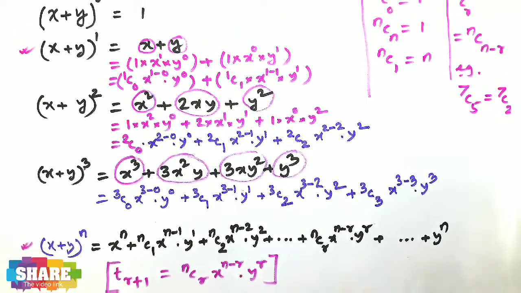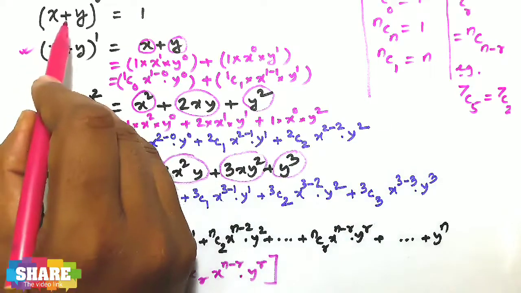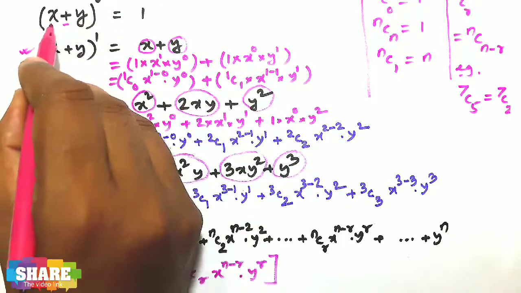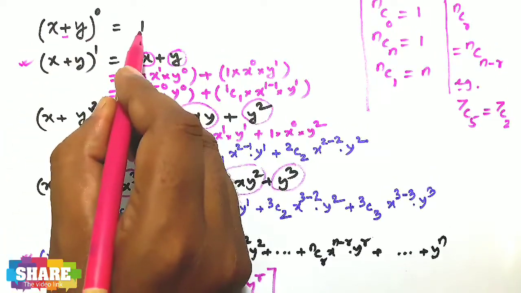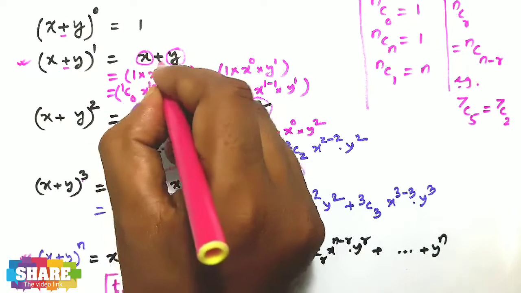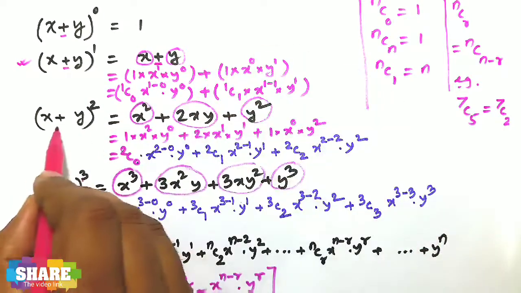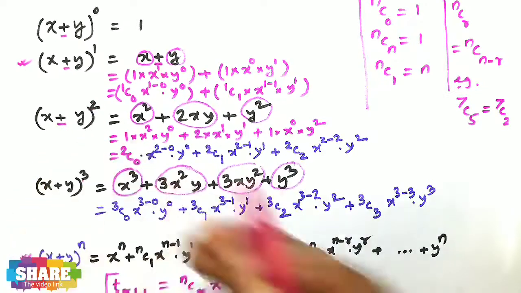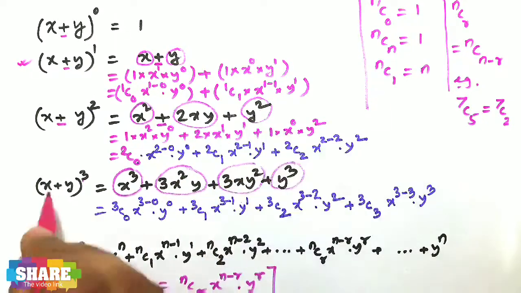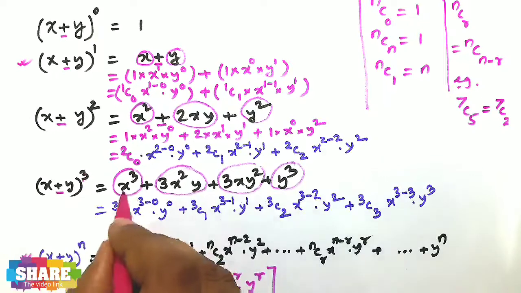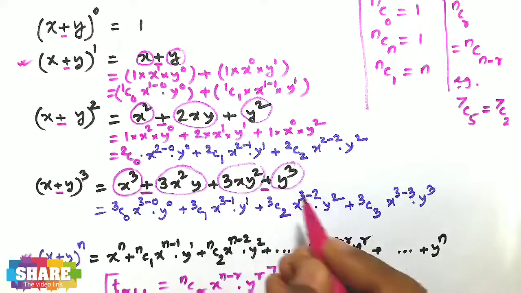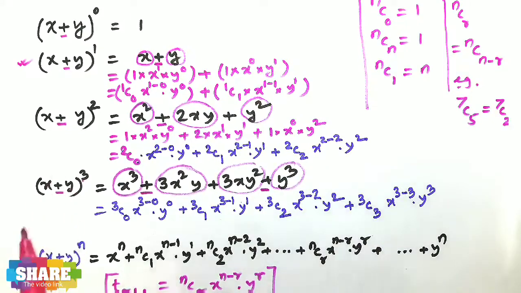Now, my question is, if the binomial expression contains a minus sign between the terms, what will happen? (x minus y) whole to the power 0 is again 1. If it is (x minus y) whole to the power 1, then it will be x minus y. If you are given (x minus y) whole square, then it will be x square minus 2xy plus y square. If it is (x minus y) whole cubed, then x cube minus 3x square y plus 3xy square minus y cube.